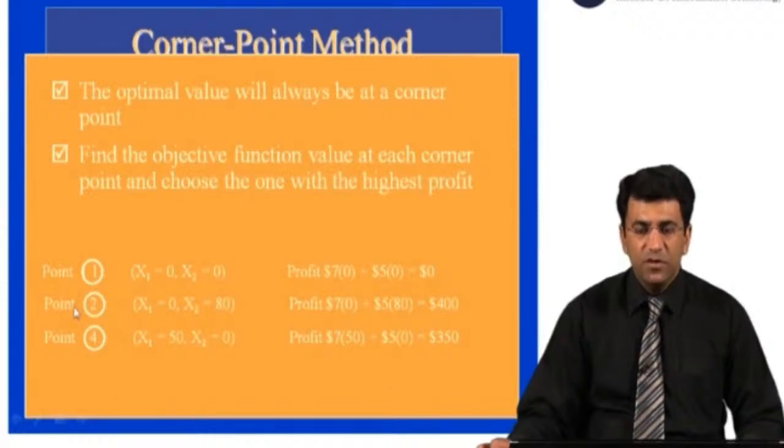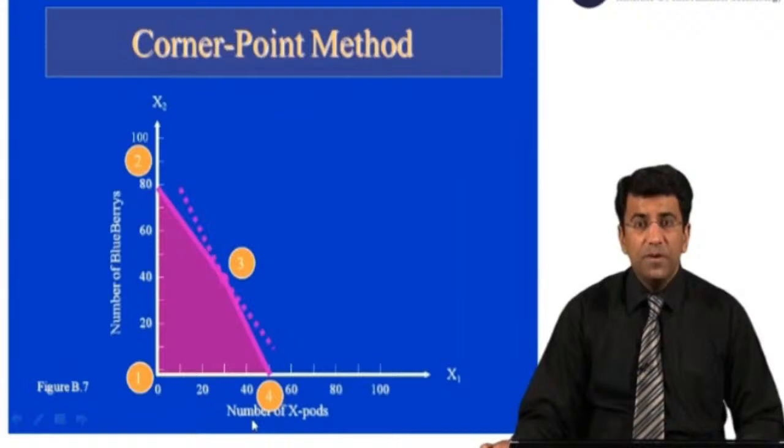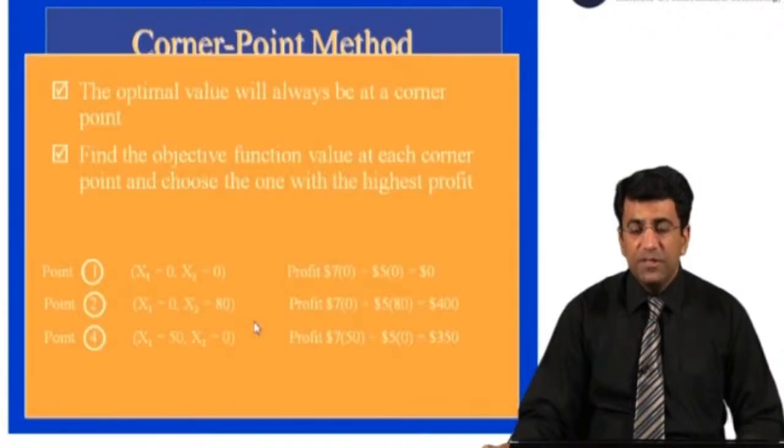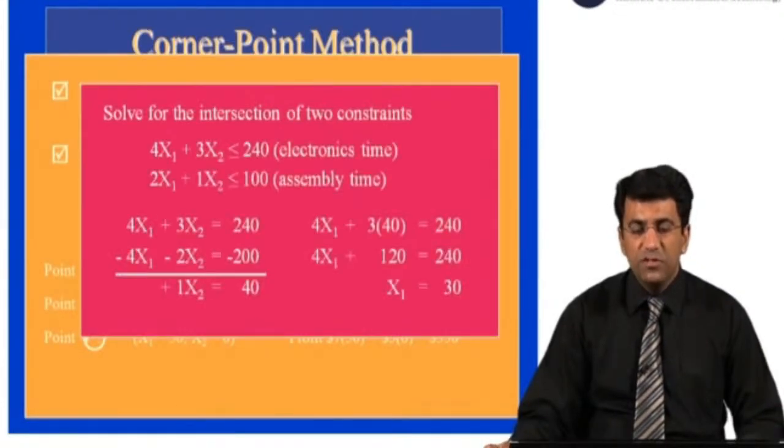Now these are the 3 points. But you remember, we have another point, that is point 3, which is the intersection of line 1 and line 2. So we will have to determine the value of this intersection by solving these two equations. Again, these are the two inequalities.